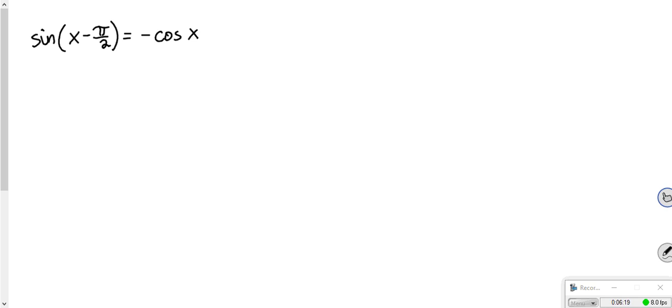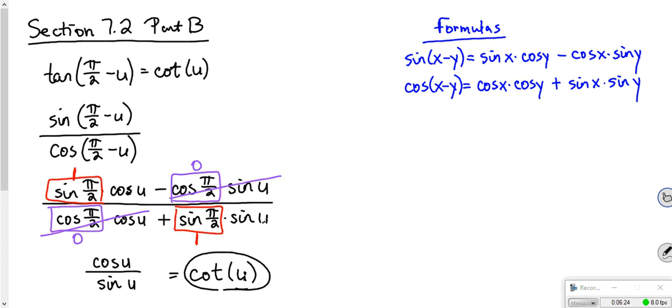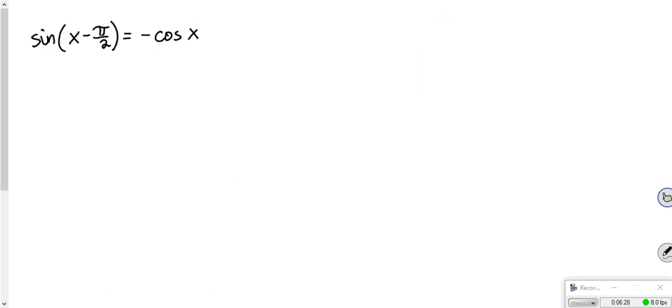So the sine difference formula is sine of the first times cosine of the second minus cosine of the first times sine of the second. So let's use that here on the left-hand side. So we are going to have sine x times cosine pi over 2 minus cosine x times sine pi over 2.